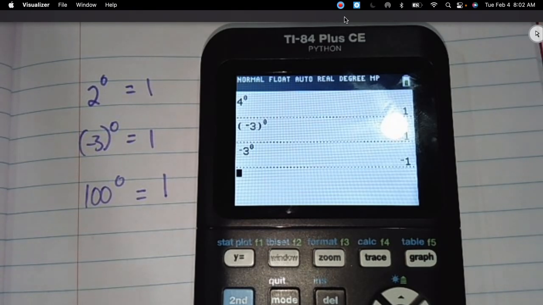Because it's saying negative 3 to the 0. Anything to the 0 power, it's 1. This is saying 3 is raised to the 0 power. And what are they doing with that negative? They're bringing it over. Okay, that's why it's weird. But that's our first rule.